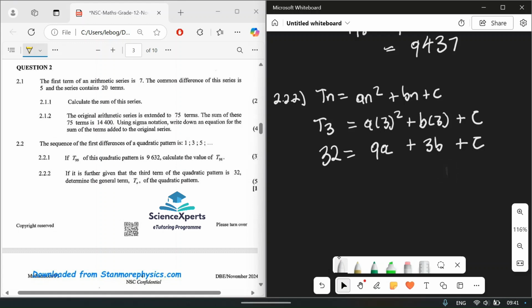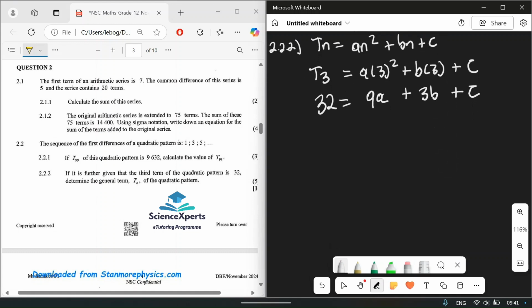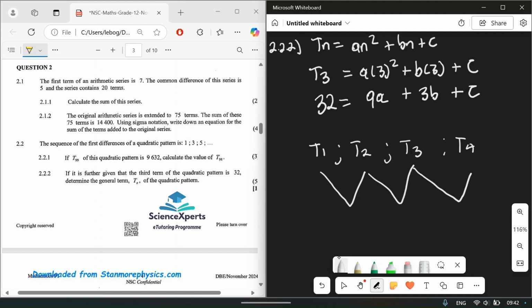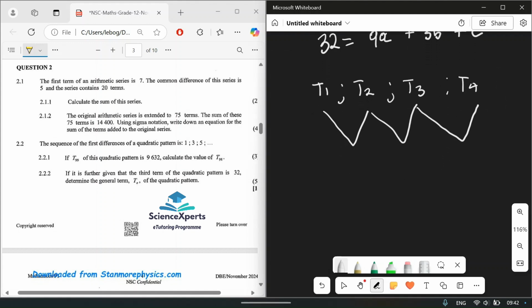So now, let me write that again. You know that it's T1, T2, T3, T4. They gave us the differences. So you have the differences as 1, 3, 5. That's the first difference, then the common difference will be 2.